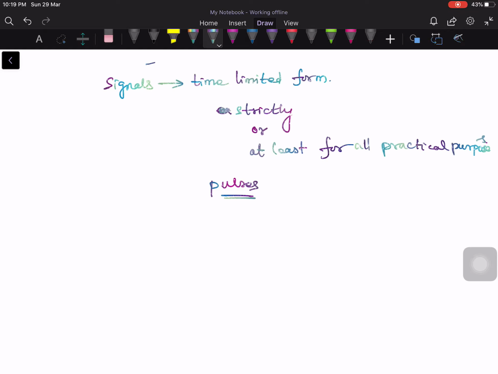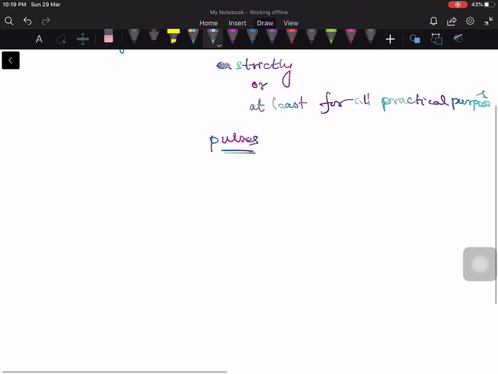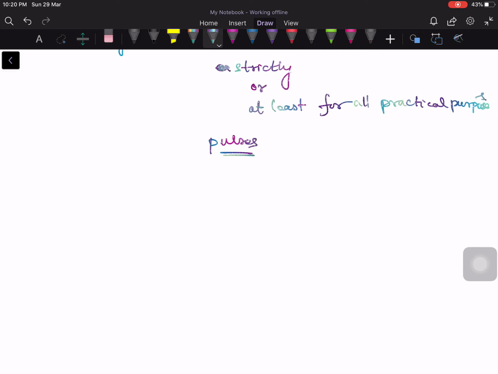So let us talk about passband pulses and their spectrum. The goal of this lecture is to talk about passband pulses and their spectrum. That is the goal of this lecture.